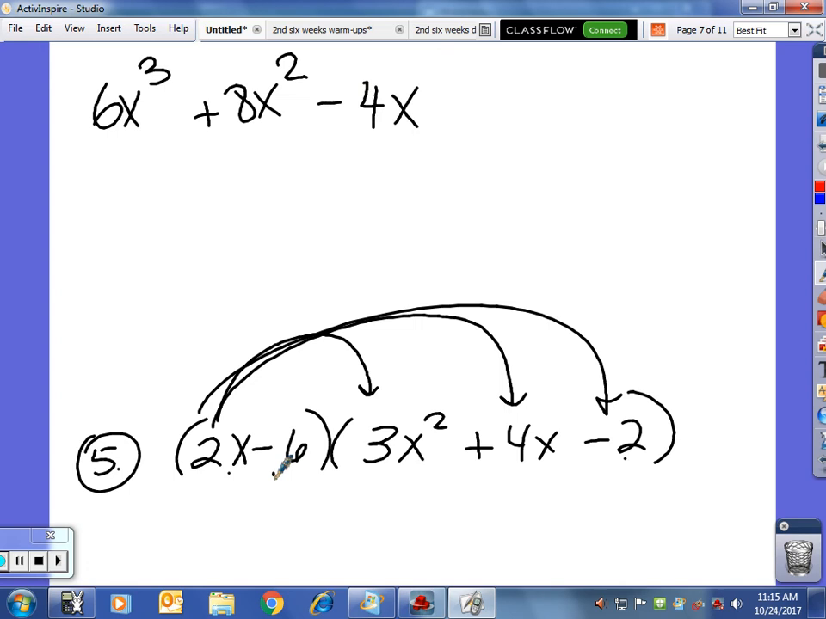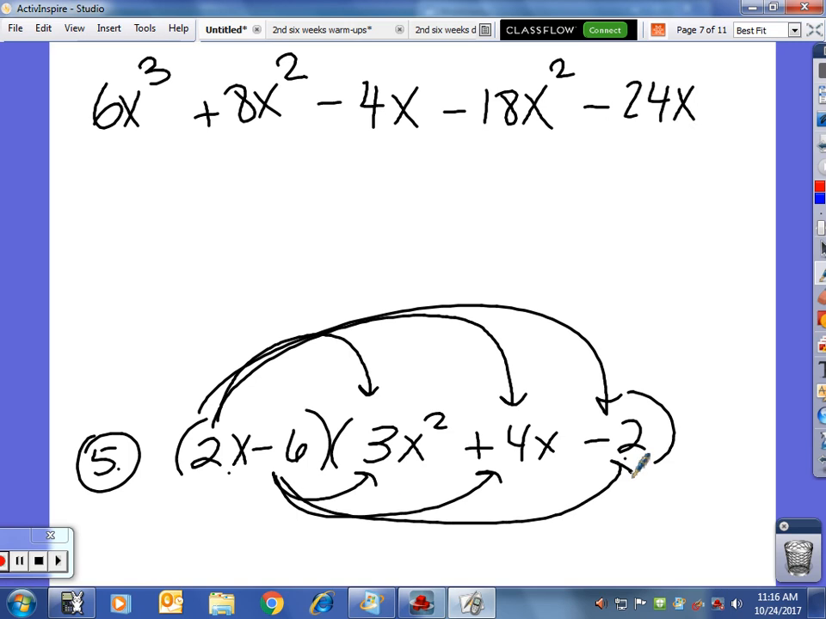Now I move on to the negative 6. Negative 6 times 3x squared is negative 18x squared. Negative 6 times positive 4x is minus 24x. And then negative 6 times negative 2 is plus 12, and that's where I get my 6 little products.